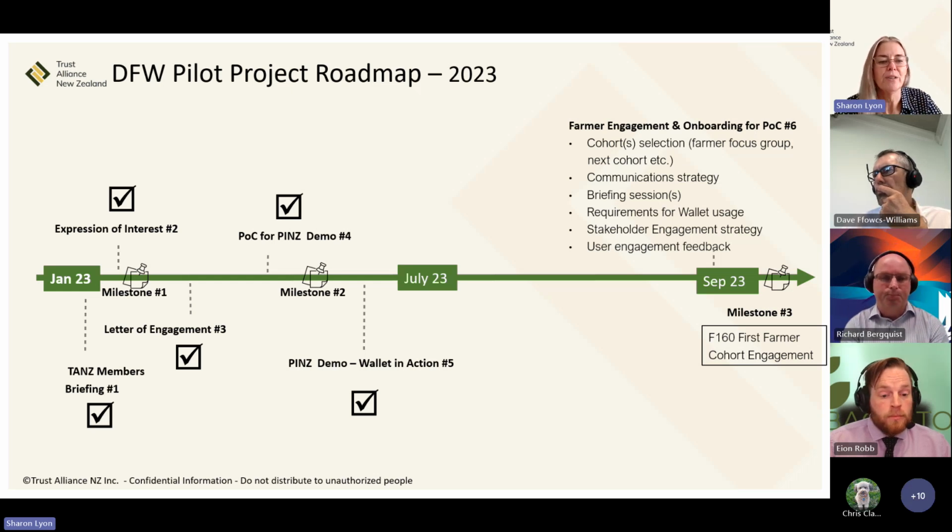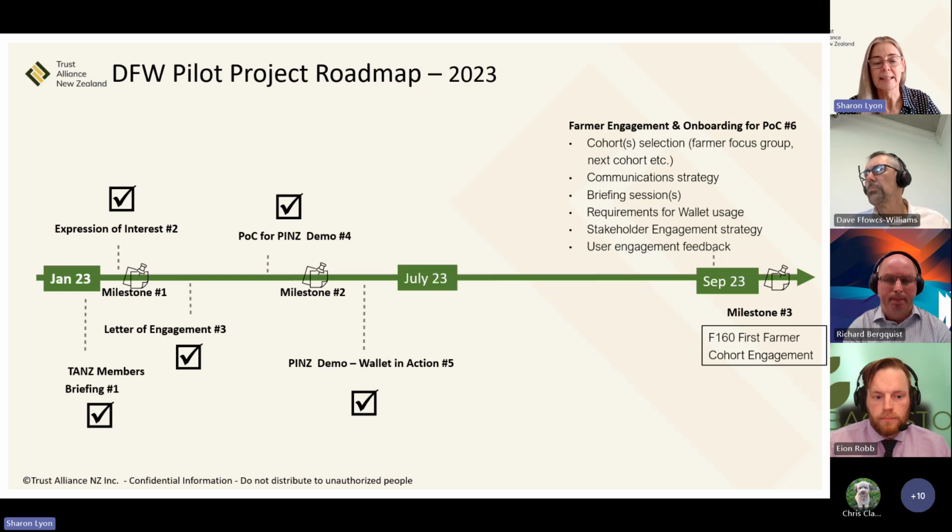We kicked it off in '23 with our members, and we said, this is what we're going to be doing. Please jump on board because we need participants. And we got our pilot participants on board. I'll show you that. I think I've got a slide coming up on that. Our first milestone was to get a demo or a proof of concept ready for the Primary Industries event, the Federated Farmers thing, which was at the beginning of July that year.